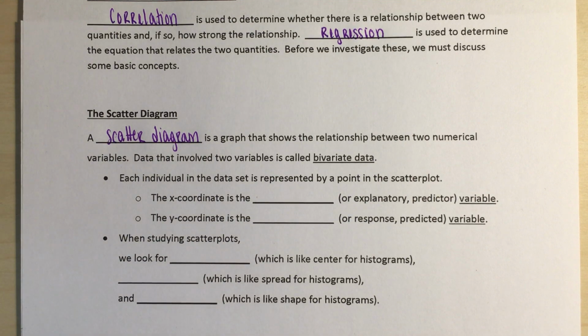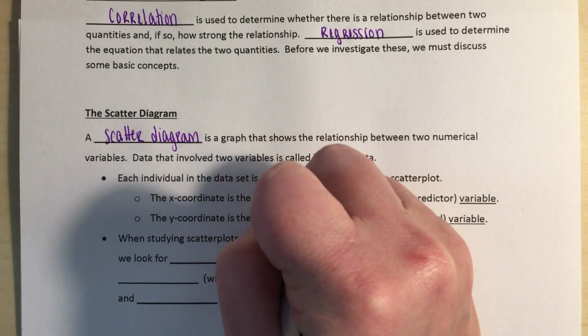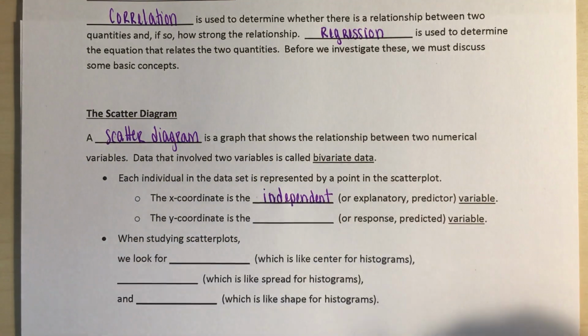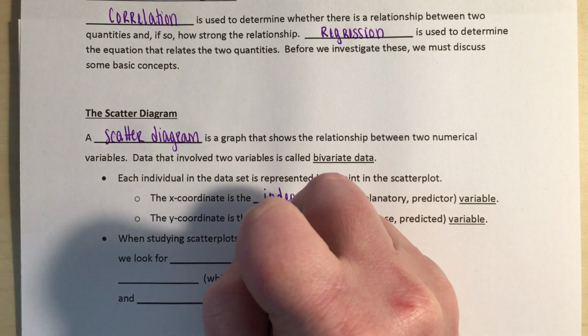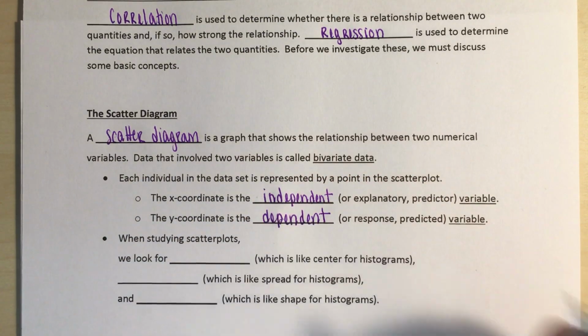Each individual in the data set is represented by a point in the scatter plot. The x-coordinate is the independent or explanatory or predictor variable. The y-coordinate is the dependent or response or predicted variable.